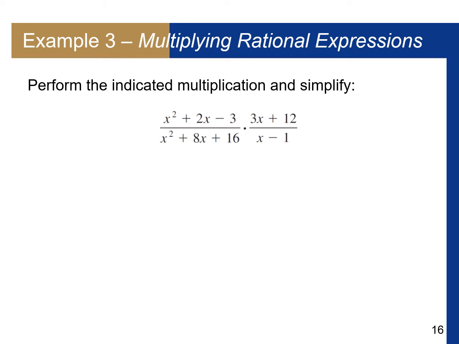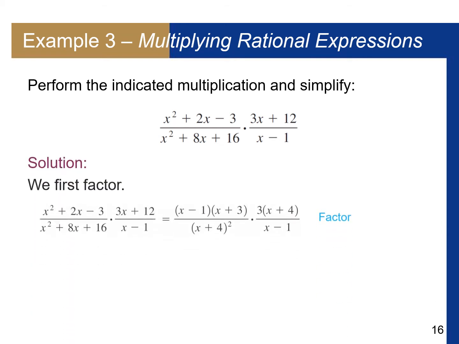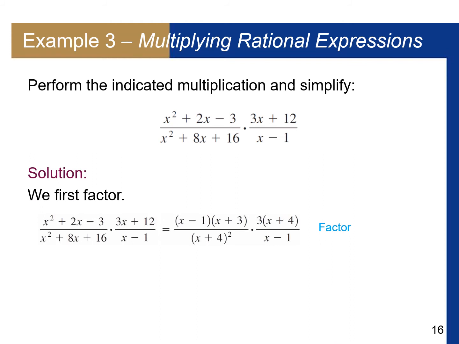All right, here's an example. So we have this rational expression multiplied by that rational expression. We want to factor them first. So we take our time and we factor. The first one we get x minus 1, x plus 3 on the top. I get x plus 4 quantity squared. That's a binomial square on the bottom. See how important it is to recognize that? Take out a 3 on the top, and I have x minus 1 on the bottom.